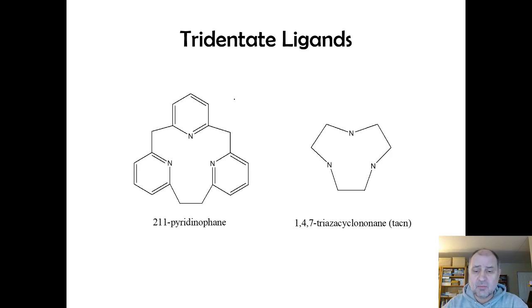That can sometimes be useful, like this pyridinophane. We call this 2,1,1. I actually worked with this ligand at Indiana University as a postdoc. We made a bunch of palladium, platinum, rhodium, and iridium compounds in hopes that they would be catalytically active. It's called 2,1,1 because between these pyridine rings the bridges have an ethyl and 2 methyl groups, so 2 carbons, 1 carbon.